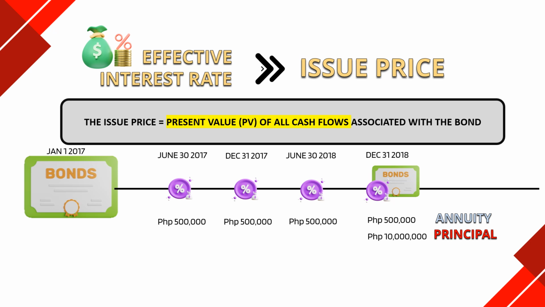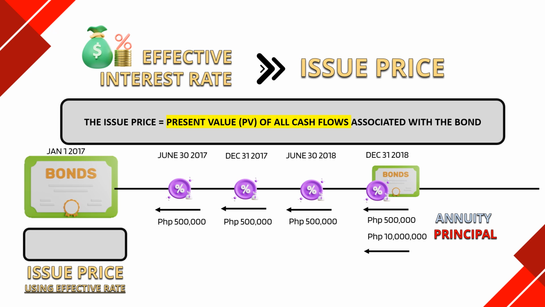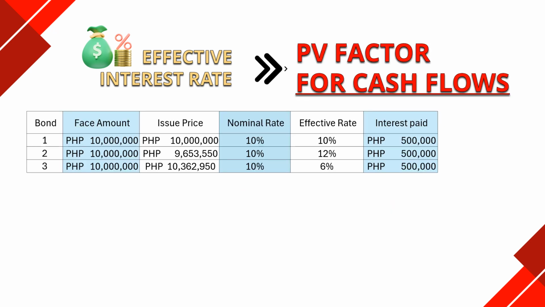Your effective rate is the rate that you will use to discount this back to its present value. So what we do is, okay, we're at January 1, 2017. These cash flows are happening in the future. So what you have to do is bring that back by multiplying a specific present value factor so that it goes back to its present value, and that will determine your issue price.